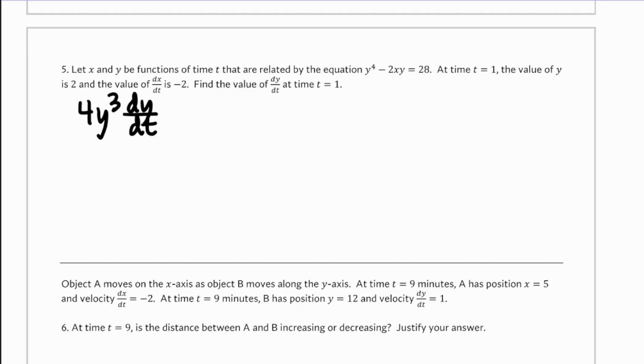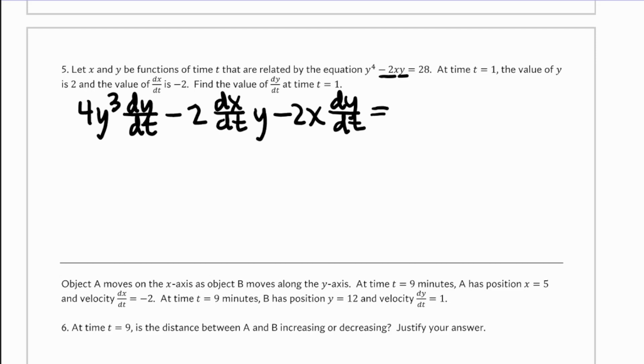Okay. Then I'll look at -2xy as a product of -2x and y. So I'll take the derivative of -2x first, and leave y the same, and then leave -2x the same, and take the derivative of y with respect to time. Okay, and that'll be equal to the derivative of 28 with respect to time, which is just going to be 0. Okay, at time t equals 1, y is 2, and dx dt is -2. Okay, so I'm just going to plug in on all that stuff. And 4y cubed is going to be 4 times 8.